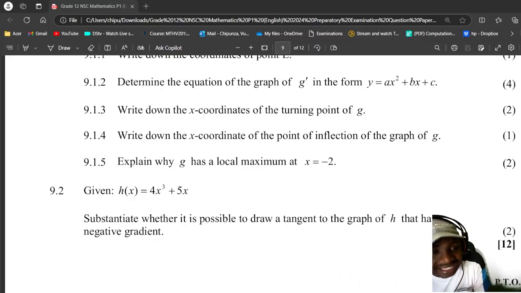This is easy stuff. We know something about the turning points of G, and we know that the turning points of G is always when we find our G prime to be equal to 0. So on 9.1.3, we know that at turning points, always your G prime of x is equal to 0. So in this instance, our G prime of x is given as 1/3 x squared minus 4/3 x minus 4. So this should be equal to 0.